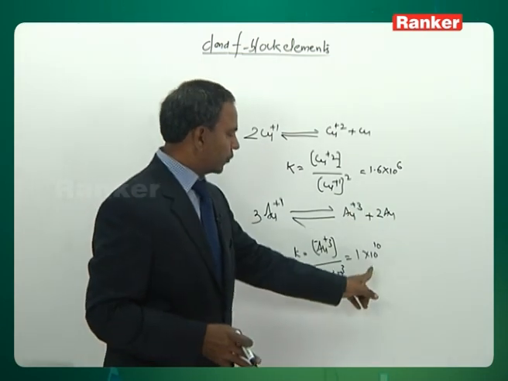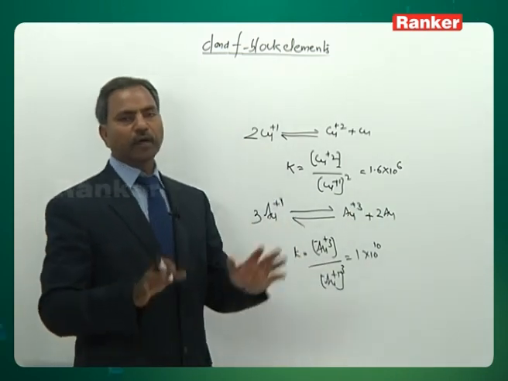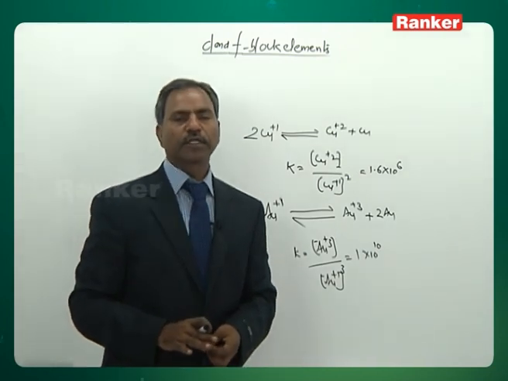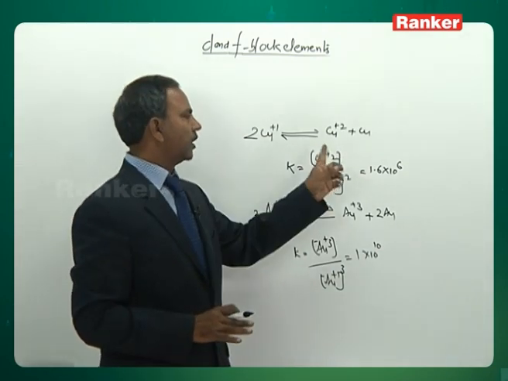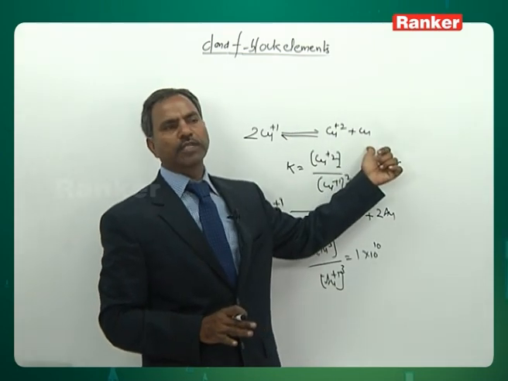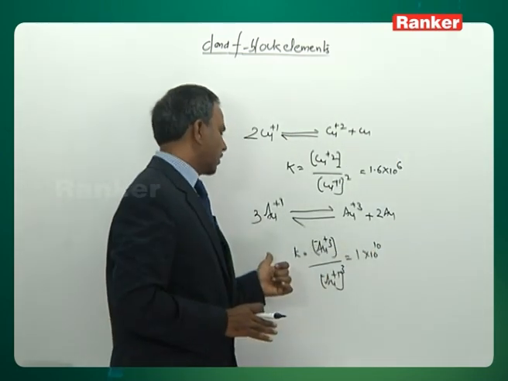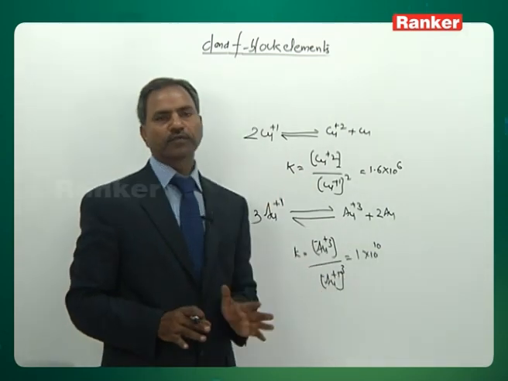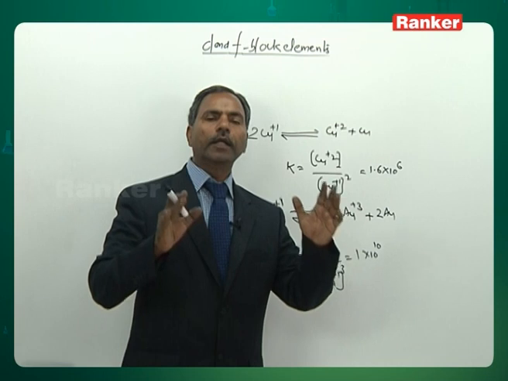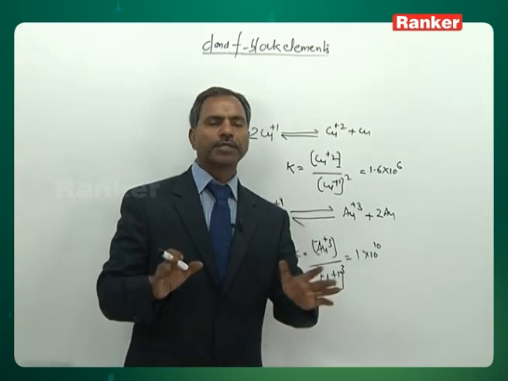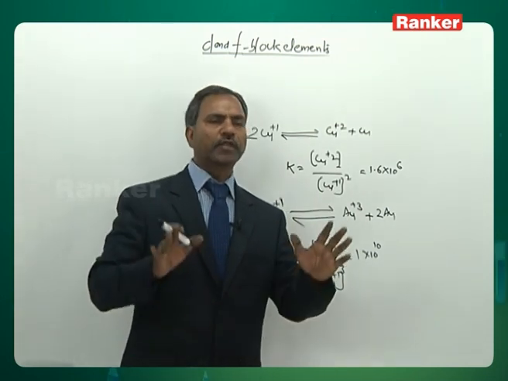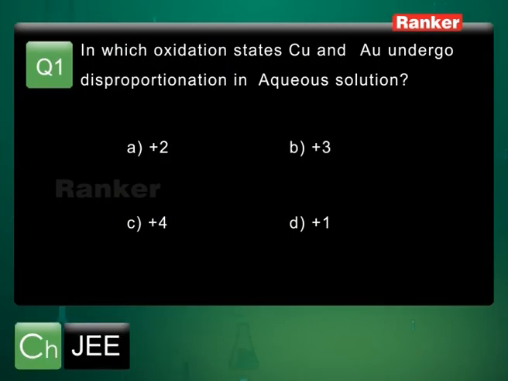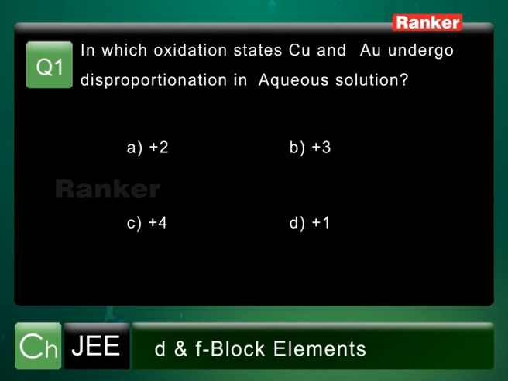From these two equilibrium constant values, we can conclude that copper +1 and Au +1 do not exist in aqueous solution, because Cu2+ is stable in aqueous solution and Au3+ is stable in aqueous solution. Therefore, copper +1 and Au +1 undergo disproportionation in aqueous solution. We can say that they do not exist in aqueous solution. Therefore, option D is correct for this first question.